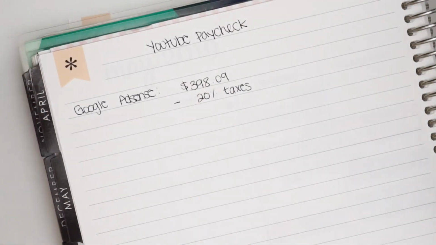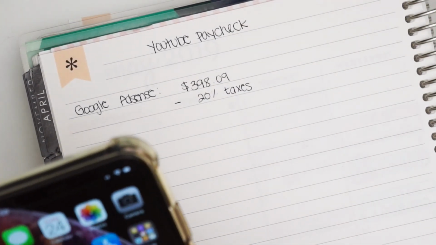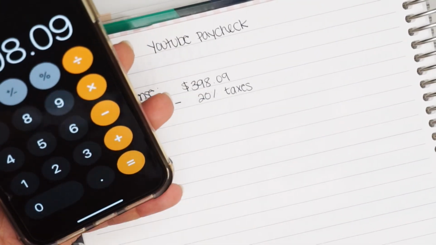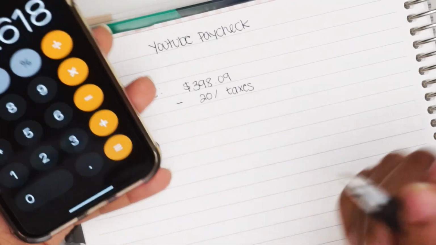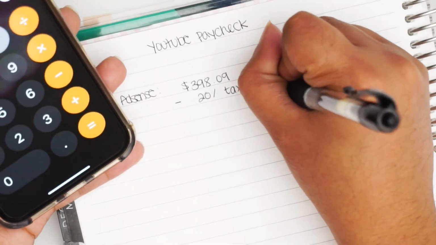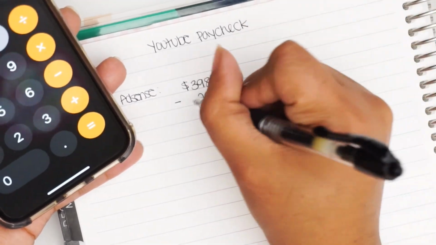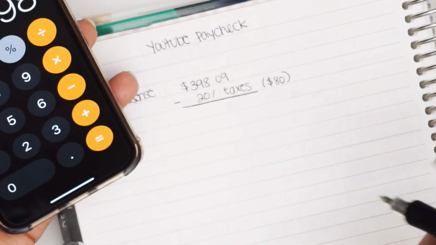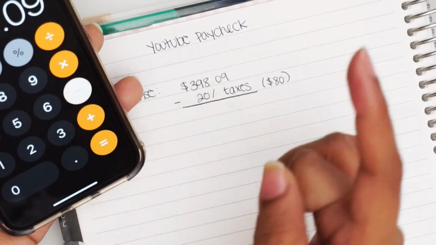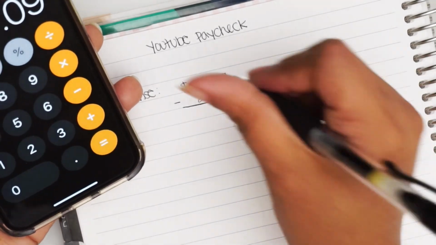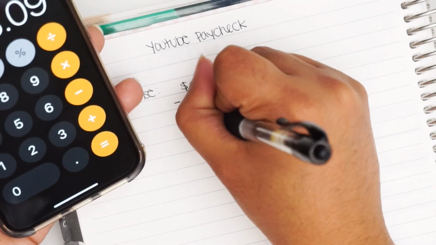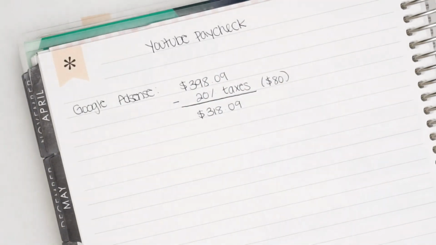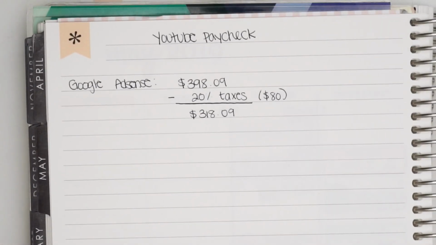And usually I round this up. So if I do 398.09 minus 20%, I'm gonna do $80. Let's do that. So if we do 398.09 minus $80, I have a total net of $318.09. This is all my revenue that I have.